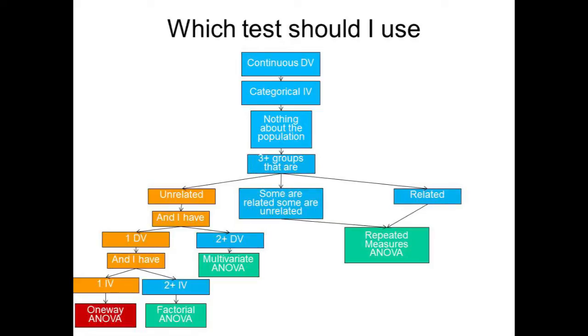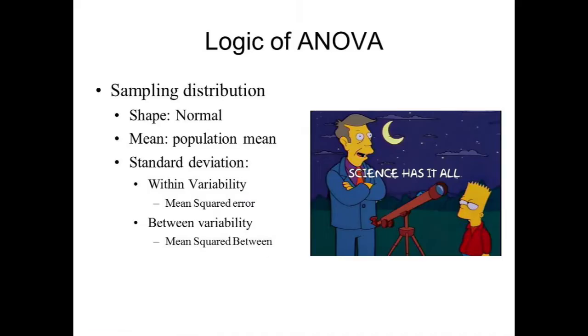And that's the scenario in which we have one dependent variable and one independent variable, and they're both unrelated. That is the one-way ANOVA. Now the sampling distribution for the ANOVA is actually pretty straightforwardly our original sampling distribution of means. So the shape is normal, the expected mean is the same as the population mean, and the standard deviation is going to be the population standard deviation over root n.